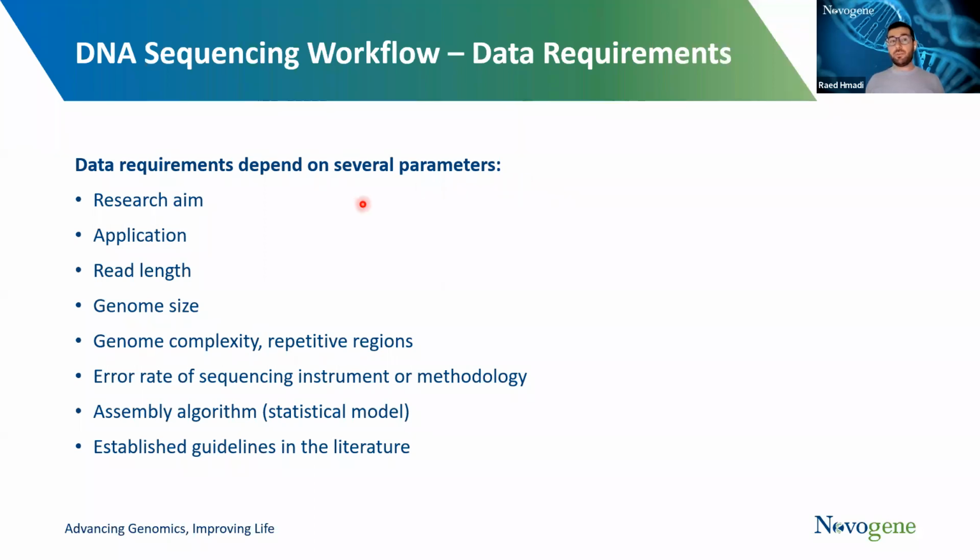So we always need to take into consideration the research aim, the application that we are using, whether it is whole genome sequencing, whole exome sequencing, metagenomics, or others, the genome size of the living organism or the species that we are studying, along with the error rate of the sequencing instrument, and also it is always helpful to take established guidelines in the literature as a reference. So as you can see, the data requirements really depend on several parameters, and some research needs to be done for this in order to determine how much data needs to be generated so we can actually have enough data for analysis.